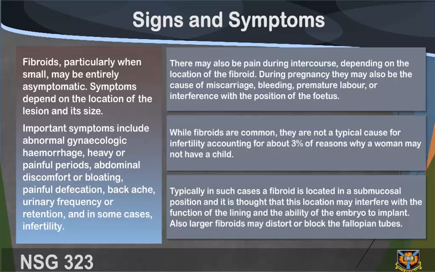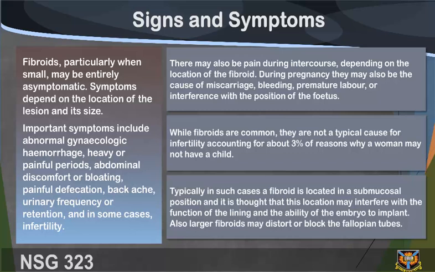Signs and symptoms. Fibroids, particularly when small, may be entirely asymptomatic. Symptoms depend on the location of the lesion and its size. Important symptoms include abnormal gynecologic hemorrhage, heavy or painful periods, abdominal discomfort or bloating, painful defecation, backache, urinary frequency or retention, and in some cases, infertility. There may also be pain during intercourse, depending on the location of the fibroid.